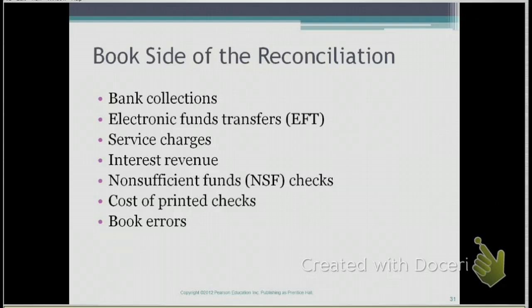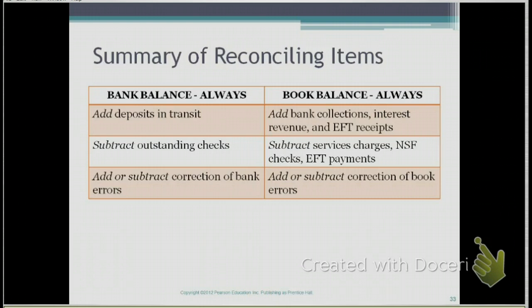Again, book errors are the only item that will not fall under the rule where I said put it where it's not. Book errors would be put on the book side of the reconciliation. All these other items would be found on the bank statement, and you put them on the side that it's not, which is the book side of the reconciliation. This slide shows a summary of all the reconciling items, and this would be something useful for you to either copy or print from your PowerPoint and bring to class, or have it with you if you're an online student doing your homework, as well as your quizzes, because that will help you determine which side each item goes on.